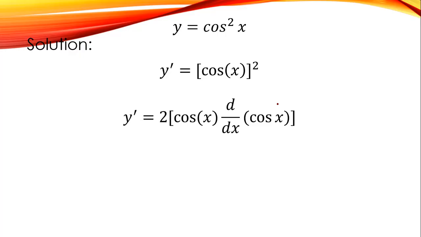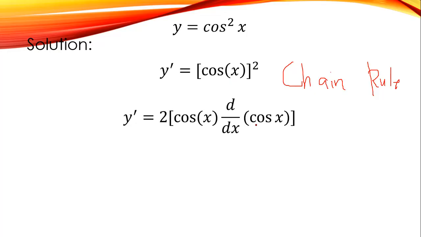Why cosine x? Why not just x? Because for the chain rule, we applied the chain rule here. For the chain rule, what we do is bring down the exponent. Here it is. After bringing it down, we subtract 1, so it becomes 1. And then the derivative of this inner function, cosine x.